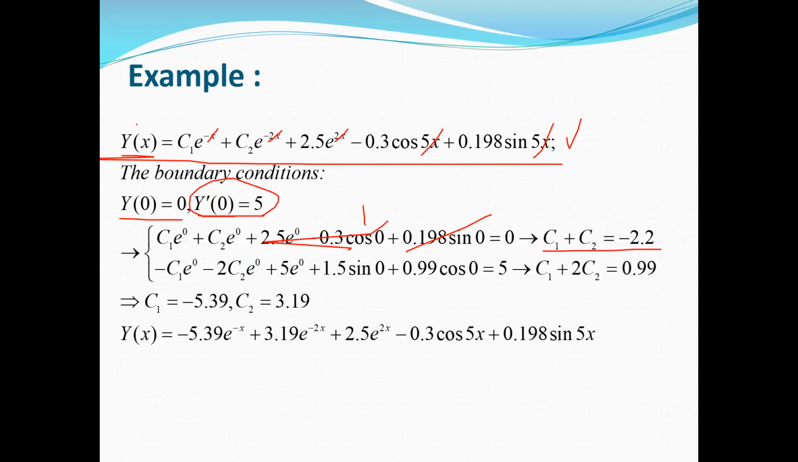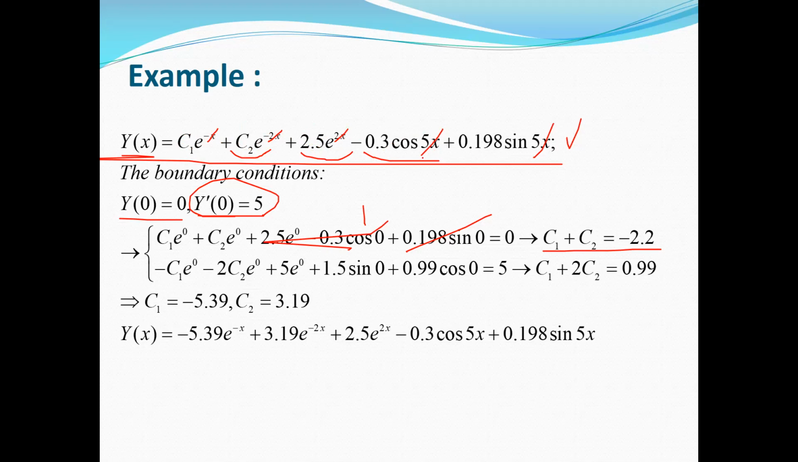We need to obtain the first derivative of y with respect to x. Here we will have c1 times exponential minus x. The derivative of this term with respect to x is equal to minus c1 exponential minus x. The derivative of this term with respect to x is equal to minus 2 times c2 exponential minus 2x. The derivative of this term is equal to 2 times 2.5 times exponential 2x, which is 5 times exponential 2x. Here, the derivative of the cosine function is equal to minus sine.